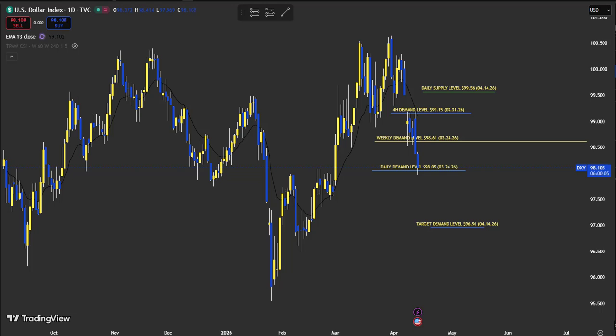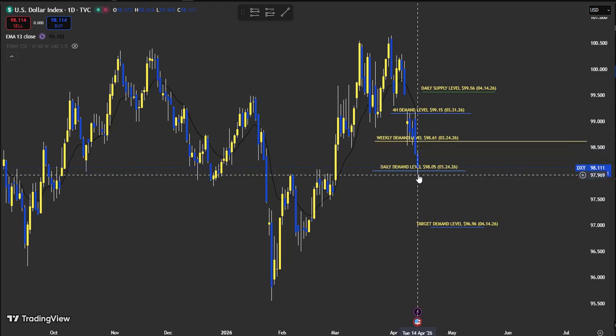This is the dollar chart, and we're going to look at what price has done. The dollar has actually started to decrease in value over the last several days, and it's hit the levels that we had placed back on the 24th of March and the 31st of March. That 4-hour demand level, price went higher briefly, and then it started to retreat. So it blew through the weekly and the daily demand level.